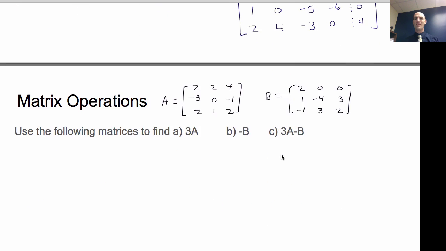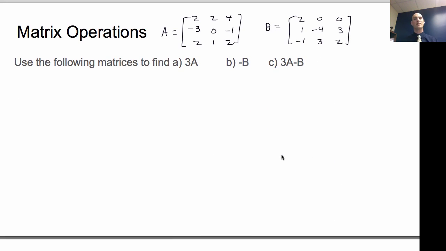Okay? Let's look at some matrix operations. This is moving into section 7.2, the first part of section 7.2, an elementary look at what's going on. When I'm doing matrix operations, multiplying a matrix is fairly straightforward. 3A means 3 times each element. Okay, and so this is what's called a scalar multiplication. So we're going to up the scale 3 times.